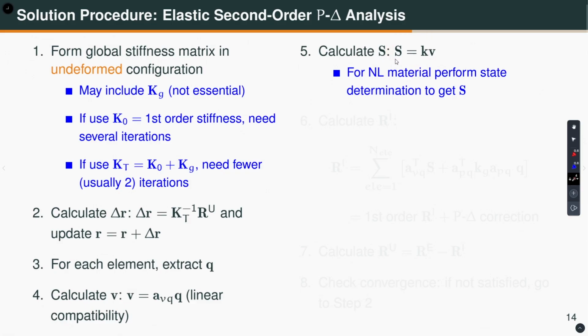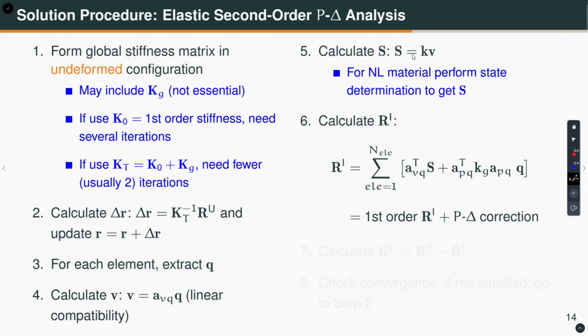Okay. Once S is determined, then what do we have to do? We have to get the structure level internal forces. So, from S we will get the element end forces in global coordinates, which is AVQ transpose S. So, going from deformation coordinates V to Q, the global coordinates, right. So, this is my first order internal force vector Ri, okay, for one element, and then of course, I am summing it for all the elements.